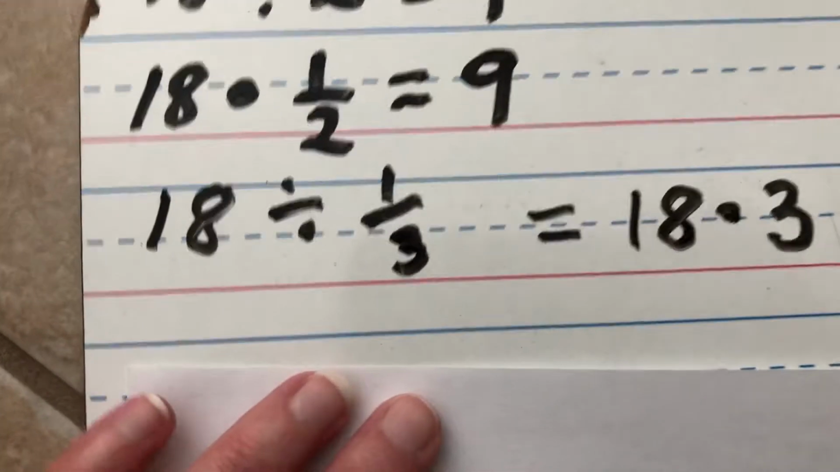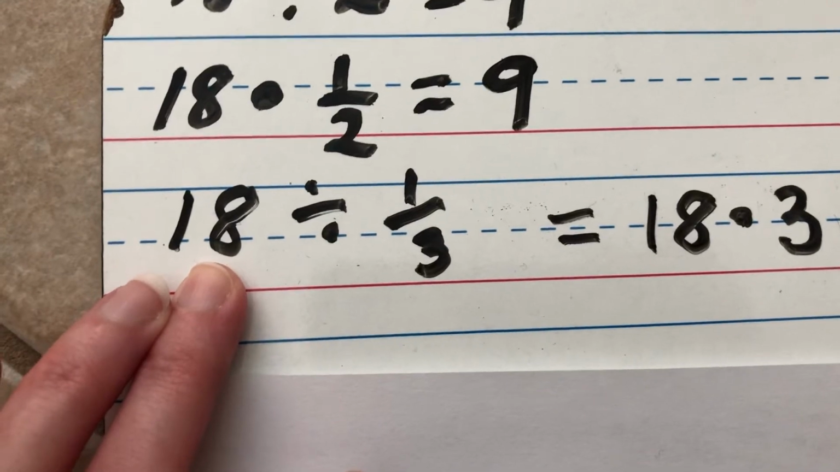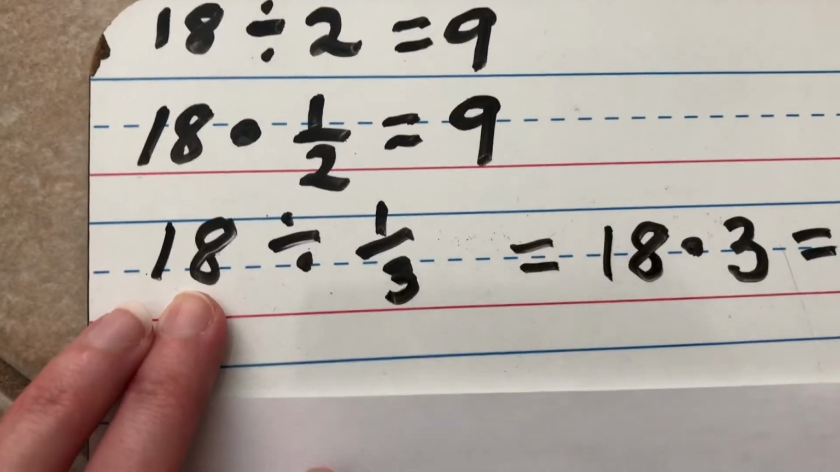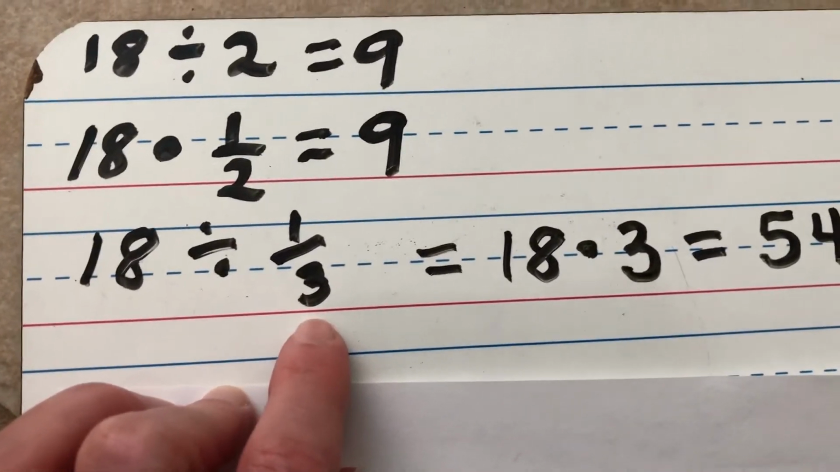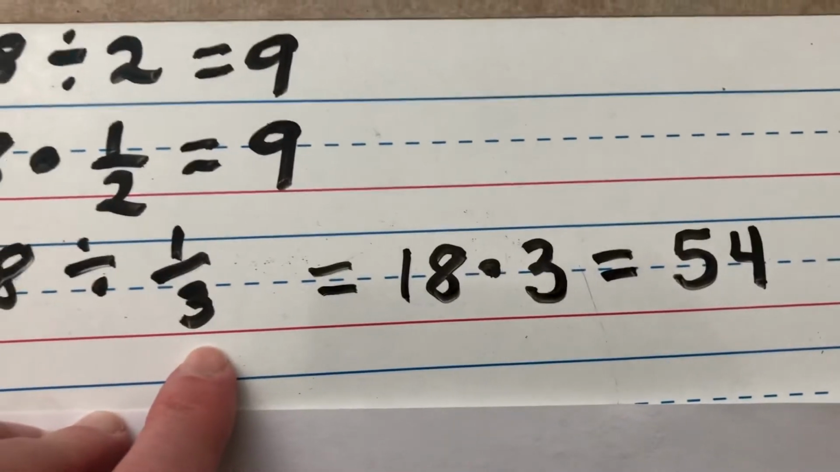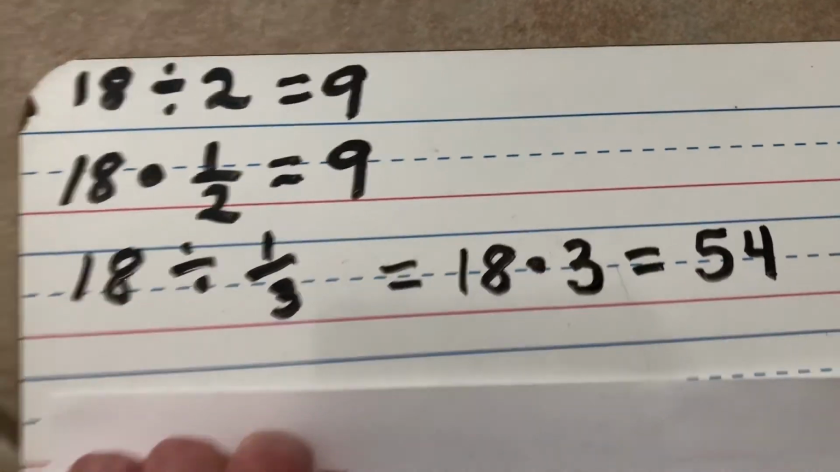Now, a word problem that would illustrate this would be, suppose you have a pipe that is 18 feet long. You want to cut it into smaller pipes that are 1/3 foot long. How many smaller segments can you get? Well, there would be 54 segments that are each 1/3 foot long.